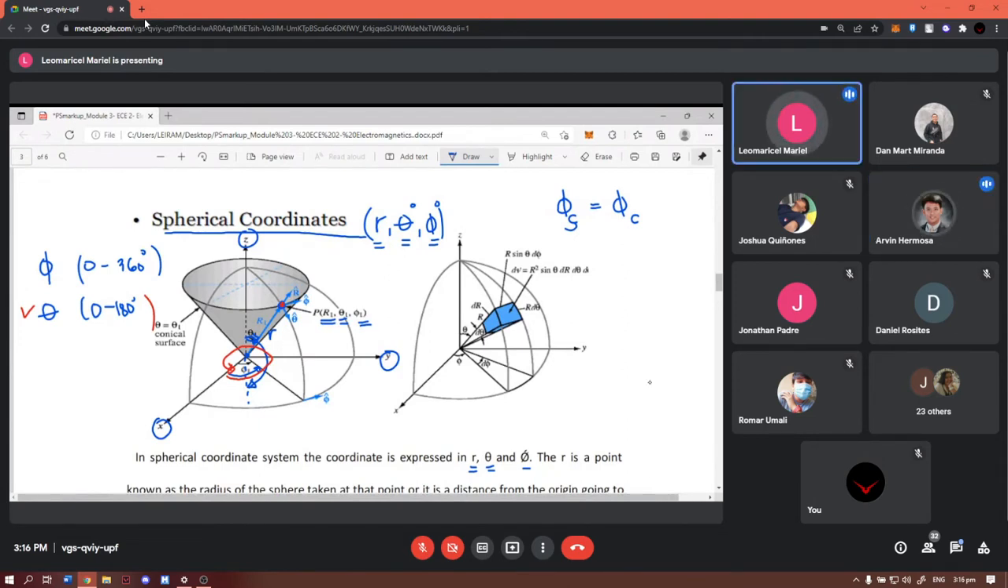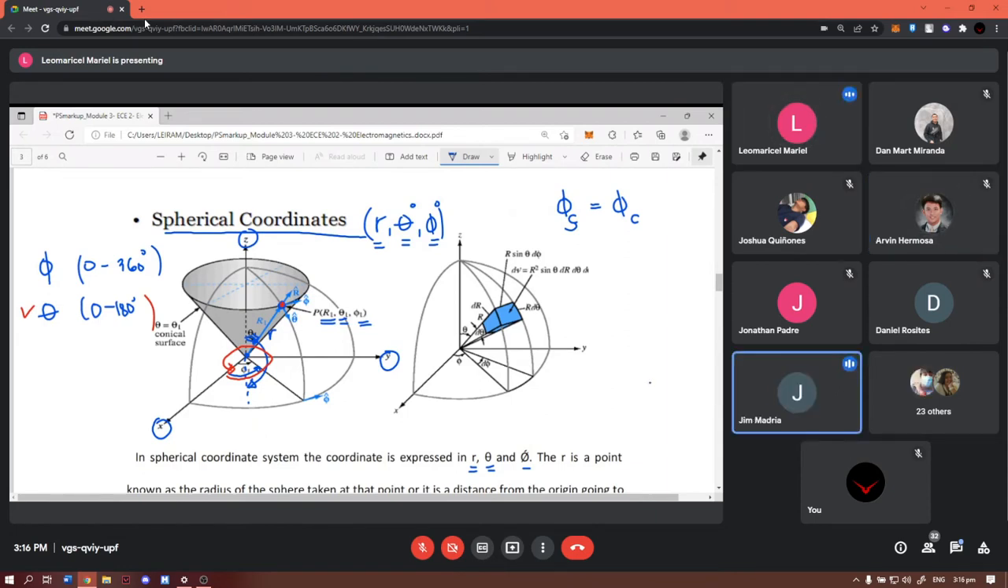Okay. Yung theta is taken from this z-axis papunta doon sa baba na to, yung blue. Yung blue na to. Kaya 180 degrees lang yan. Then yung phi is taken from this x-axis, pabaikot na ganon, that is whole 360 degrees. Nakuha?